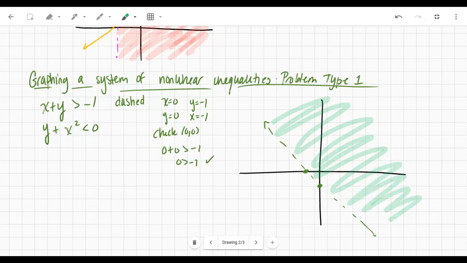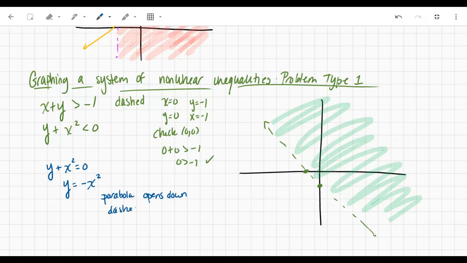All right. Now for the parabola, it's a little bit trickier. We're not used to graphing parabolas that look like that. So I can just do y plus x squared equals 0. Then y equals negative x squared. Solve it for y like that. So I'm going to graph a parabola, and the only transformation is that it opens down. I am going to use a dashed line because of the less than, not less than or equal to. So here I would graph like this.